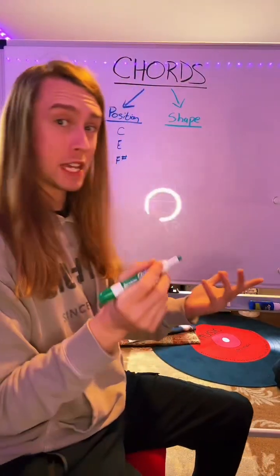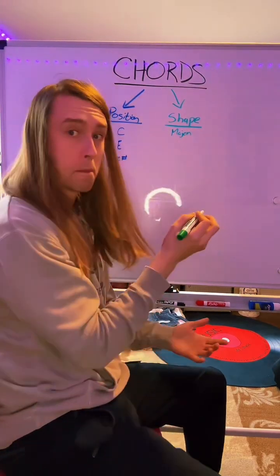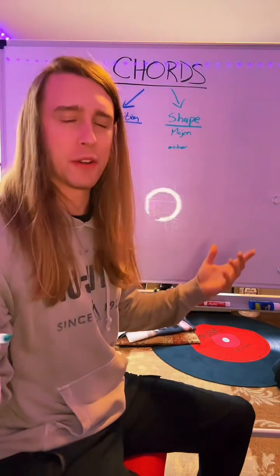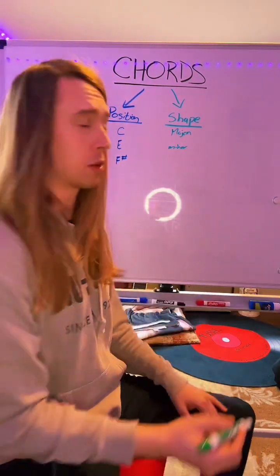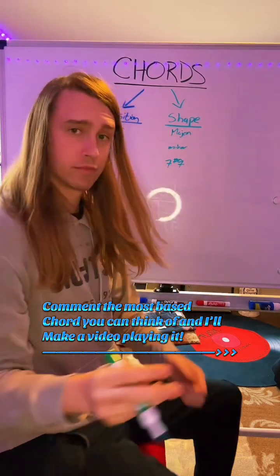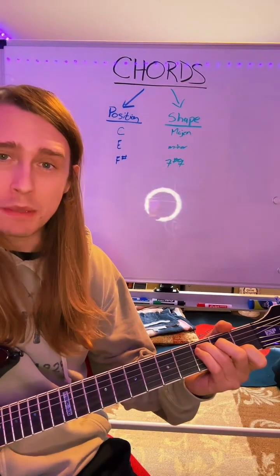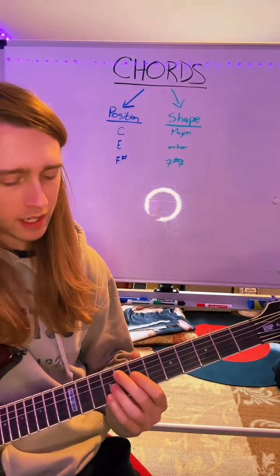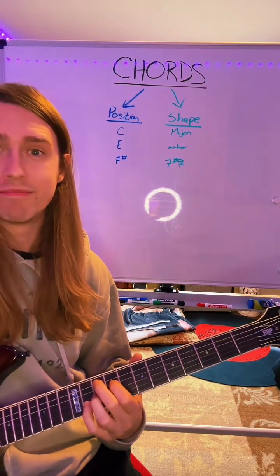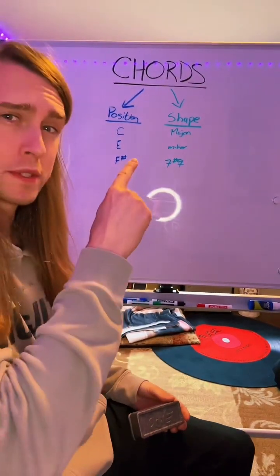So that's like major or minor or, I don't know, 7 and sharp 9. Cool. And so when we put these things together, we get C major, E minor, F sharp 7, sharp 9. So let's start with position.